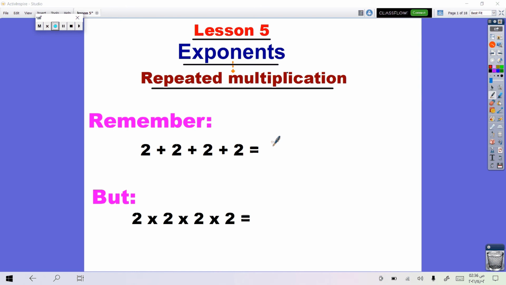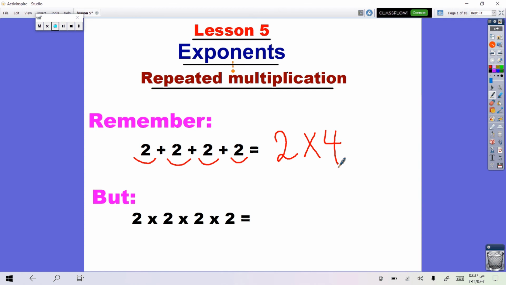First, let's remember if we have 2 plus 2 plus 2 plus 2. Here we have number 2 is added to itself 4 times. So I can write it as, here the repeated number is 2, so I can write number 2 one time. Here number 2 is repeated 4 times, so we can write it as 2 by 4, because as we said before, multiplication is repeated addition. So if we have a number and this number is added to itself many times, I can write it as the repeated number multiply how many times this number is repeated.